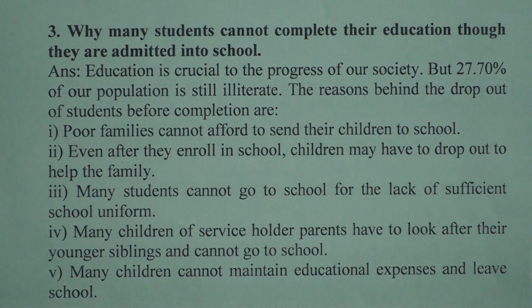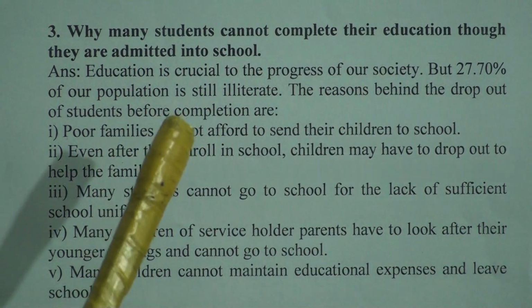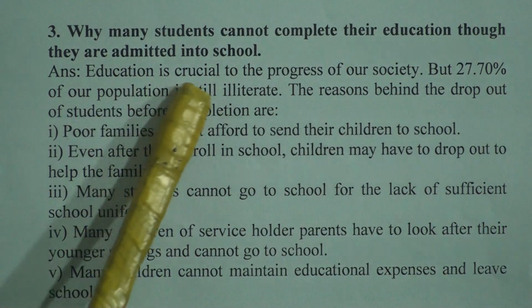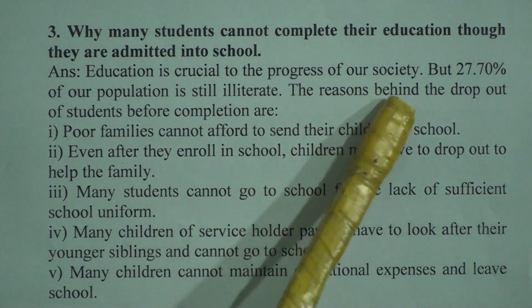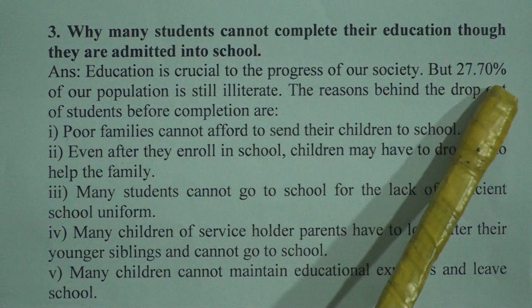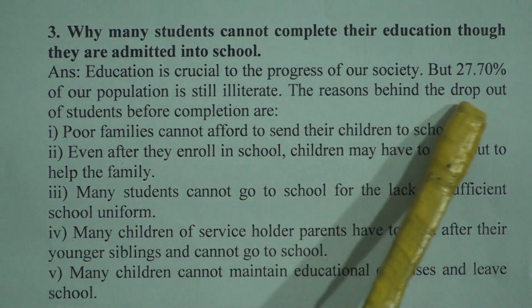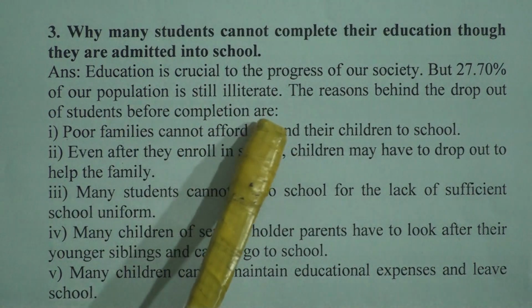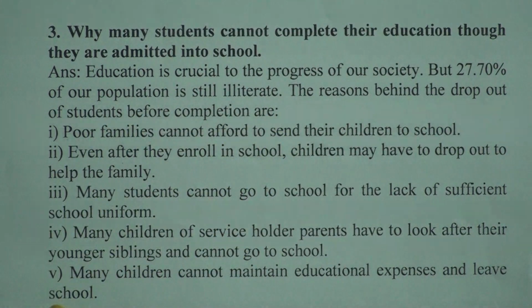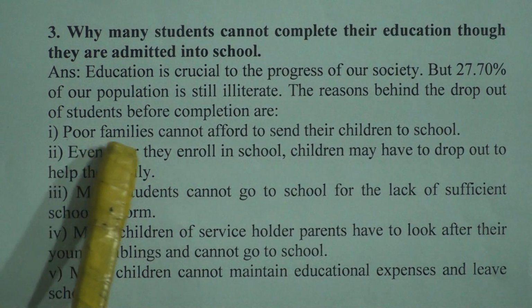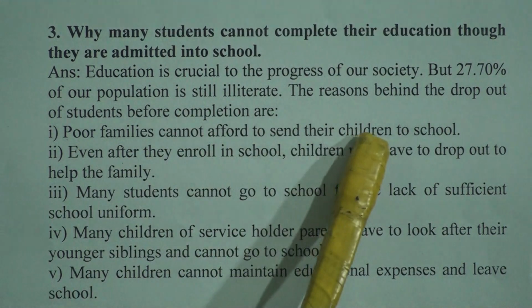Now we will read the answer. Education is crucial to the progress of our society, but 27.70% of our population is still illiterate. The reasons behind the dropout of students before completion are, so there are 5 reasons. Number 1, poor families cannot afford to send their children to school.